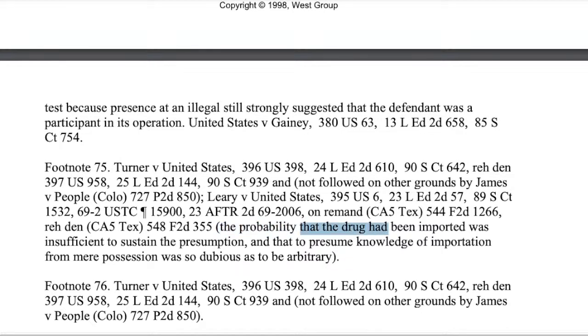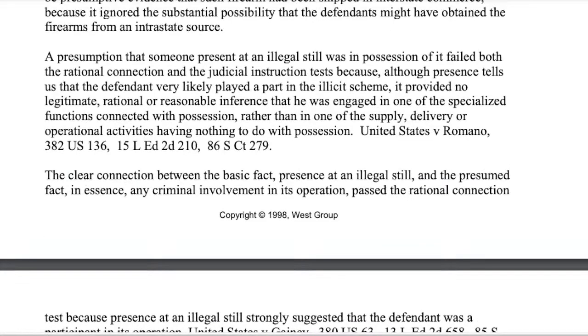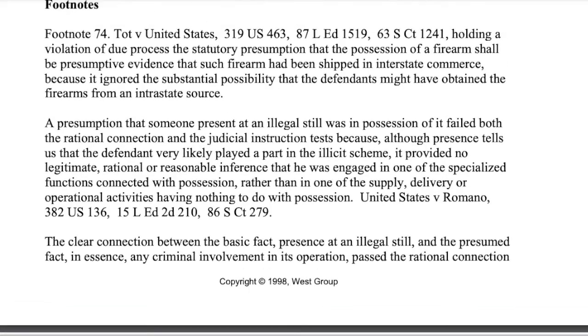The probability that the drug had been imported was insufficient. The probability is insufficient to sustain the presumption, and to presume knowledge of importation from mere possession was so dubious as to be arbitrary. Okay, there's the clear language. The probability that the drug had been imported was insufficient, not high enough probability that it had been imported to sustain the presumption, and to presume knowledge of importation from mere possession was so dubious as to be arbitrary. All right, that's a nice one there. And that makes sense now.